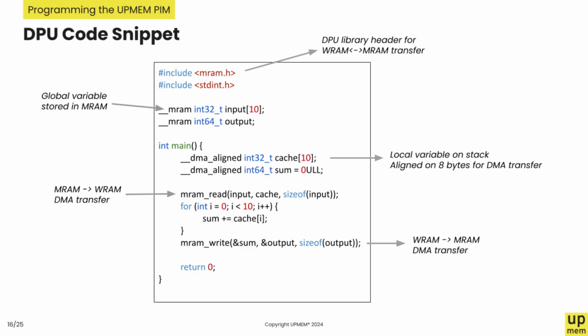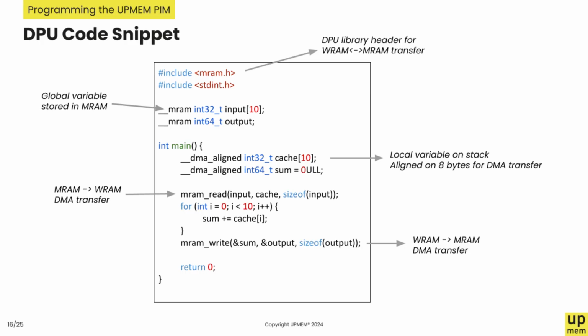There's also this one, the DMA align. So here we are doing the local variables that are going to be stored in WRAM, but I'm going to want to read and write from the MRAM, from those variables into those ones. And for that to happen, they have to be correctly aligned.